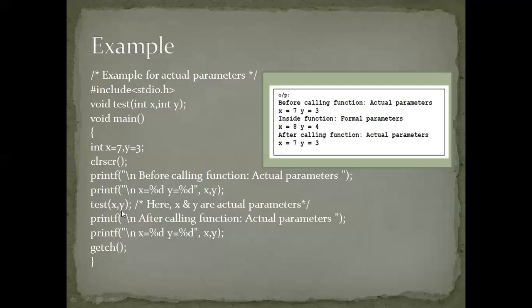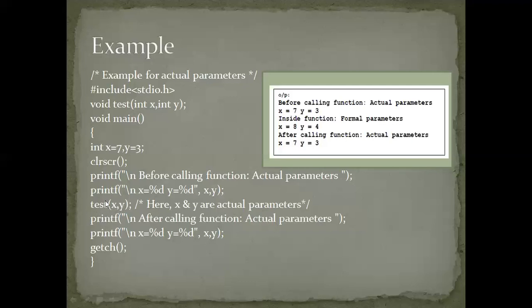So here x and y are the arguments. Test is the name of the function. Here x and y are called actual parameters. Why are they actual parameters? Because this is a function call. So whatever arguments I'm going to use within the function call, those parameters are called actual parameters. Remember this.